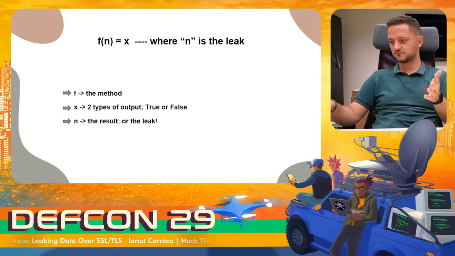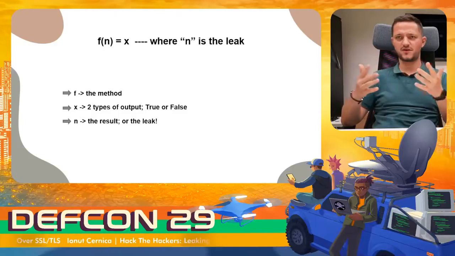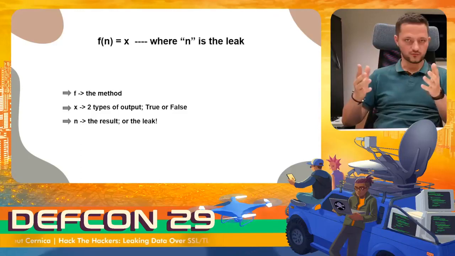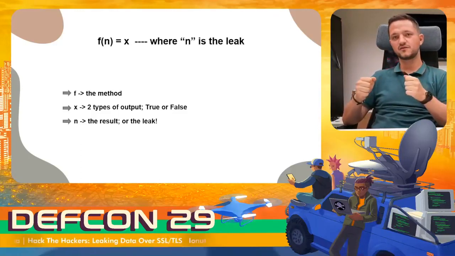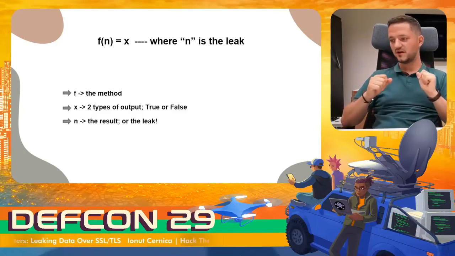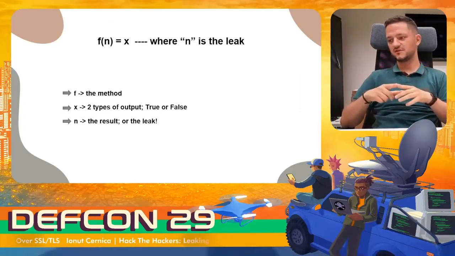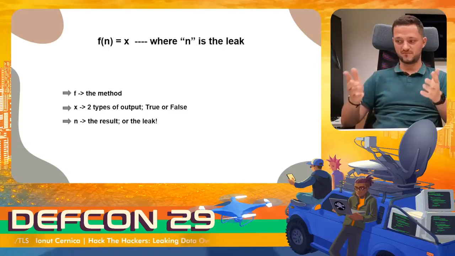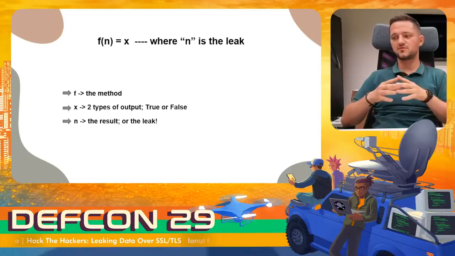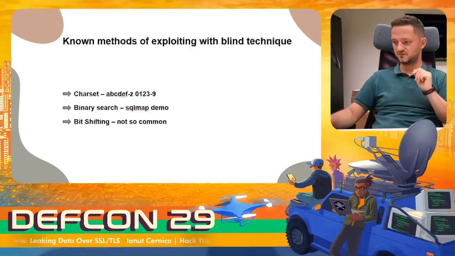So how's that? We have the function F, which is the method: charset, binary search. You will see in the next slide. Then we have the two types of output that we are taking from the encrypted traffic, one is true and the other one is false. And the result, the N, which is the input to the method, to the function, is the leak. If you can suppose the method and the two types of output, it's a feasible brute force, then you can find the leak by reversing the steps. It's very easy to do that.